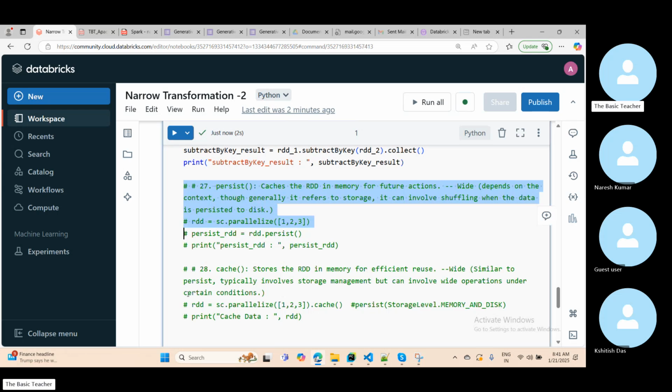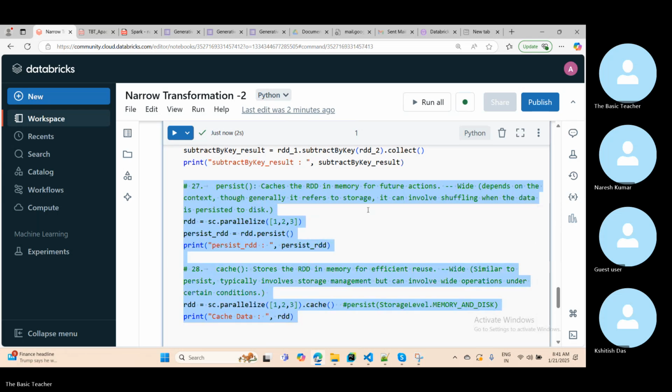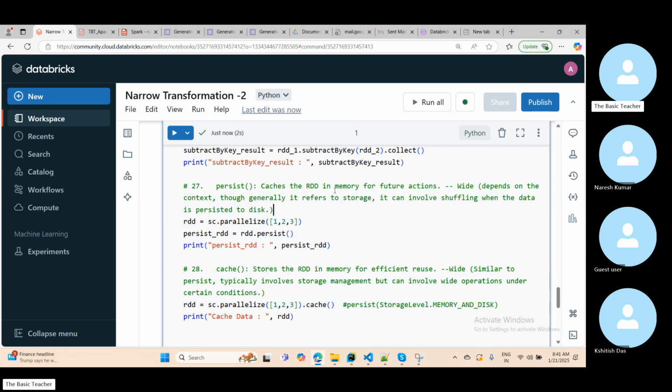This is a wide topic to discuss. Persist the RDD in memory for future actions. That is again a wide transformation depending upon the context, and generally it refers to storage. It can involve shuffling when data is persisted to disk. And next we have cache, which stores the RDD in memory for efficient reuse.